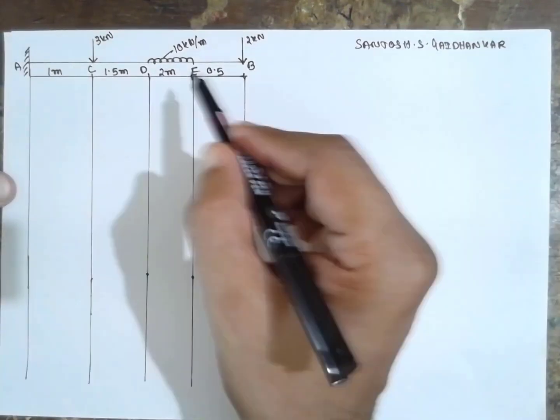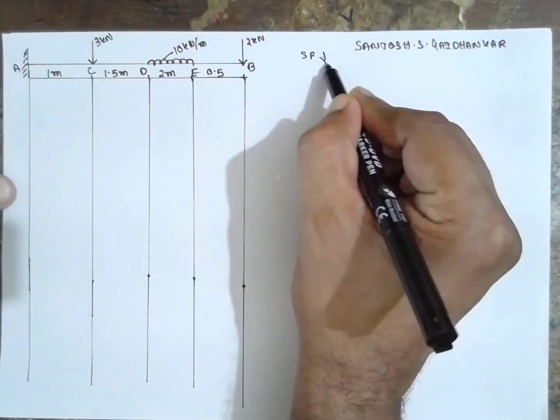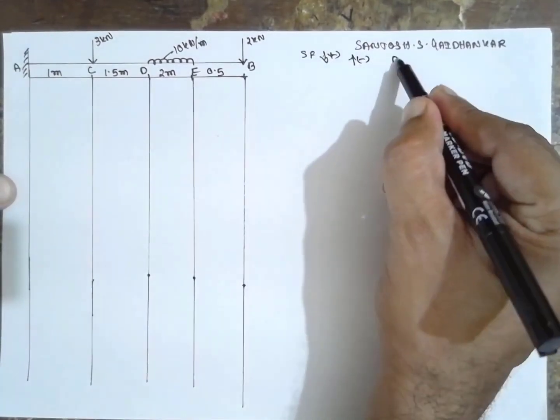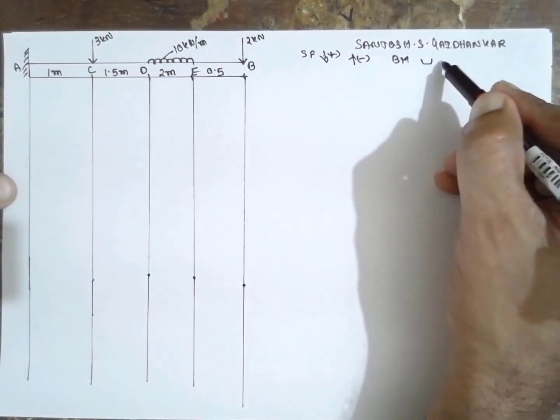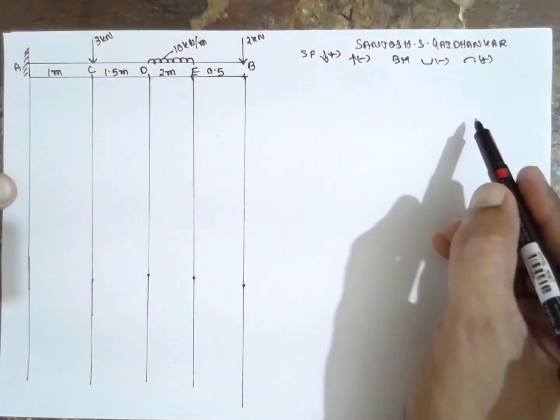Today I am teaching you SFD and BMD. For shear force, the downward arrow I will consider as positive and upward will be negative. For bending, sagging I will consider as a negative, and hogging I will consider as a positive bending moment.